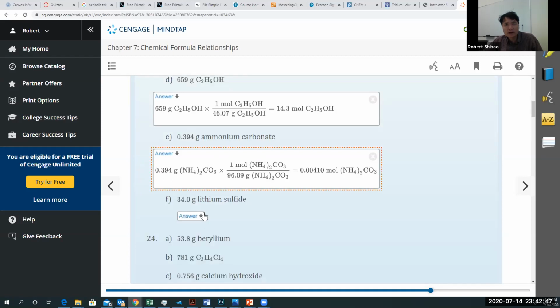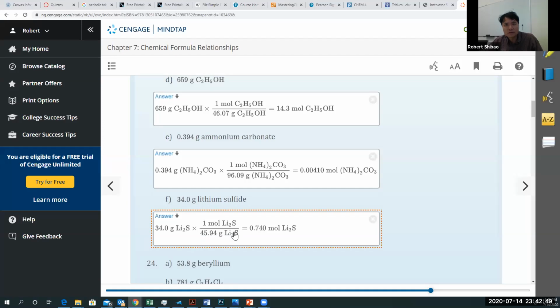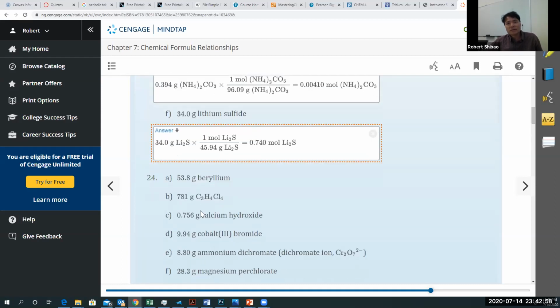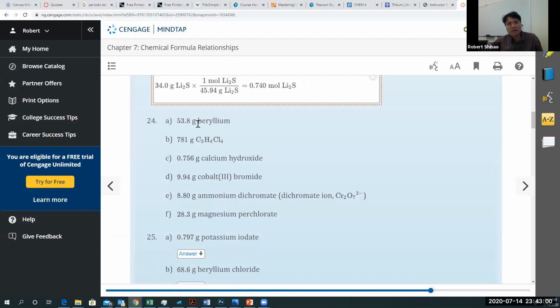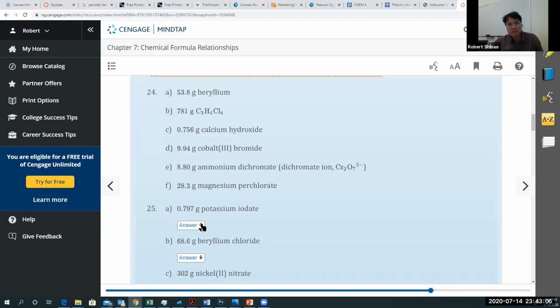Then lithium sulfide, 1 lithium, 1 sulfur, or not, sorry, 2 lithiums. Sulfide's 2 minus, lithium's plus 1, so 2 lithiums here. That's a molar mass, so gram to mole conversion. So we have to do the same thing. We have to get fast and good at calculating molar masses by adding them up here. This is another gram to mole conversion.